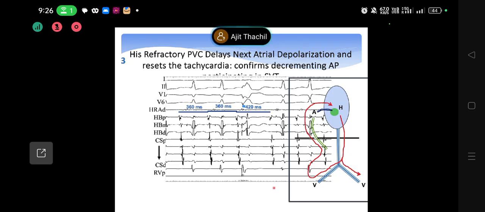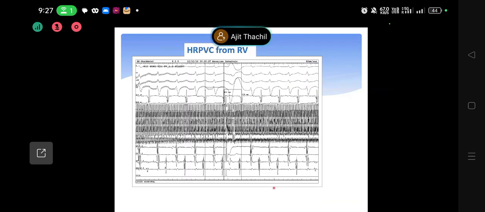I apologize for the noise in between, but this is V1. Okay, where I put my pointer here is V1. It is very important to notice.